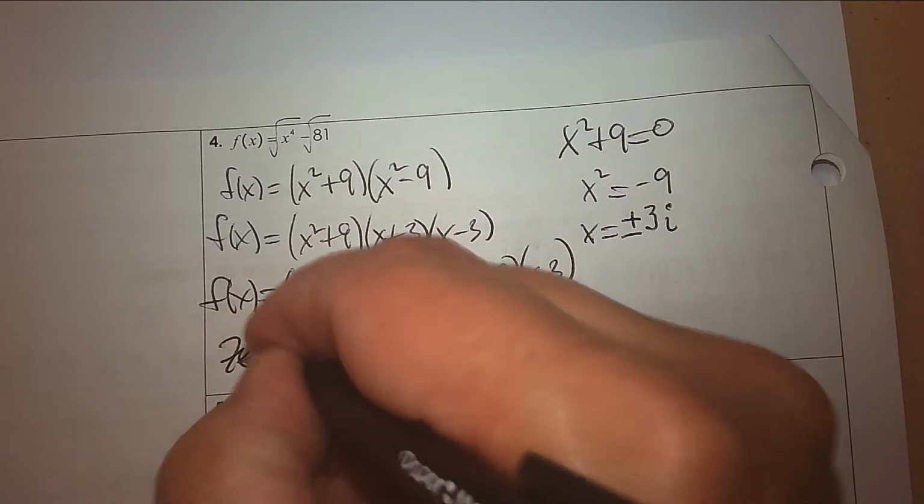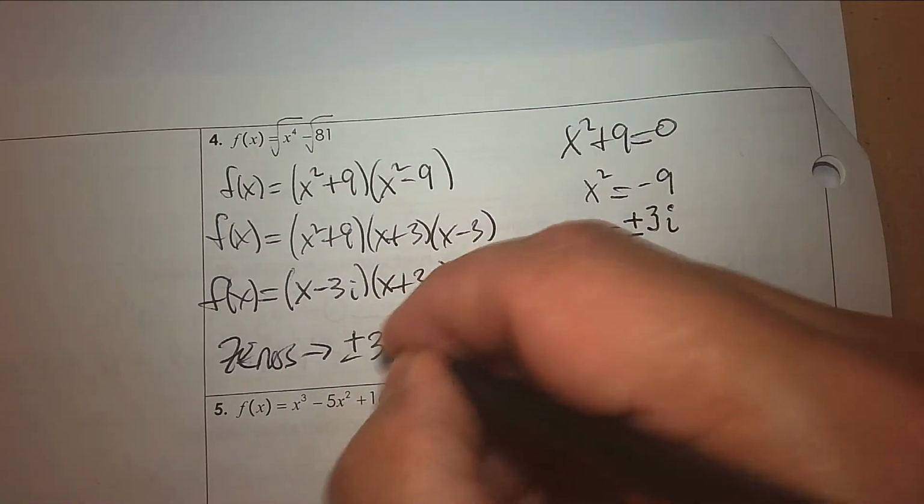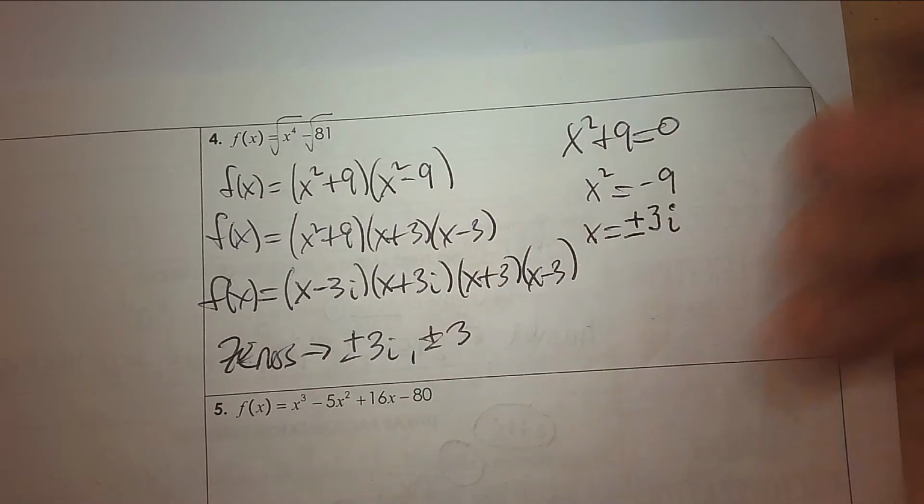And then can you tell me the zeros? So are you able to write it as only linear factors and tell me all the zeros? How easy will tomorrow's quiz be, right? Number 5.